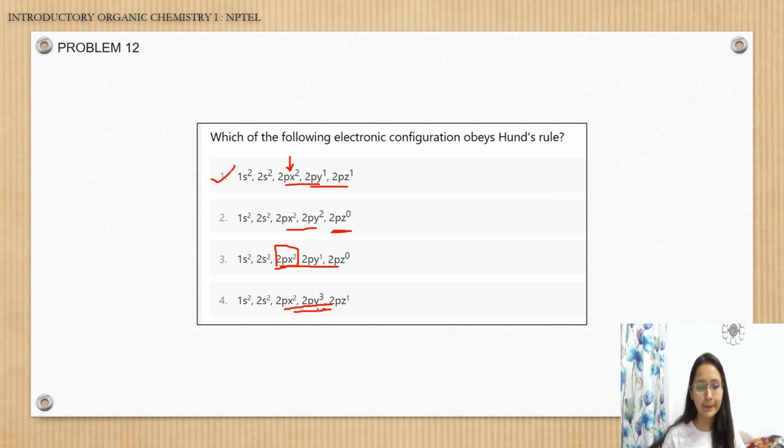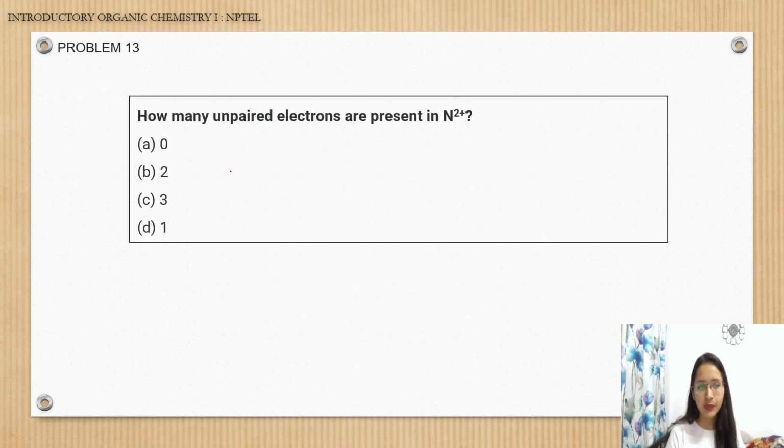So the correct answer is 1. So the first configuration is obeying Hund's rule. So is it clear to all of you? Okay. So it is a very basic question, guys. It's just to revise your Hund's rule, Aufbau principle, Pauli exclusion principle, you have to know that. So it's just revising the things.